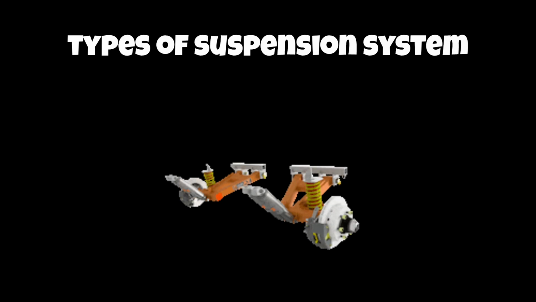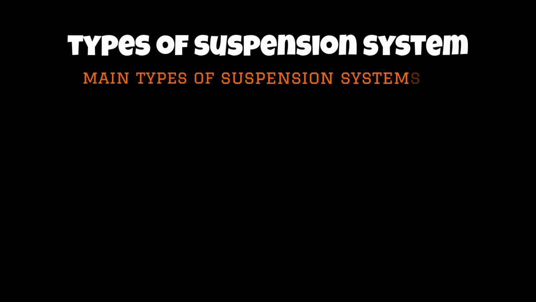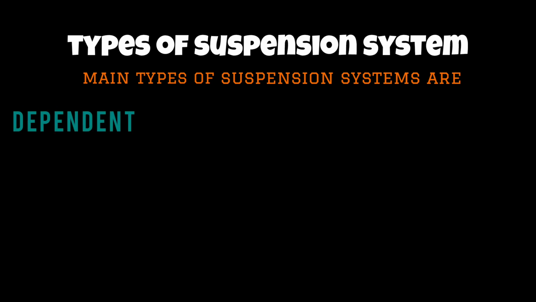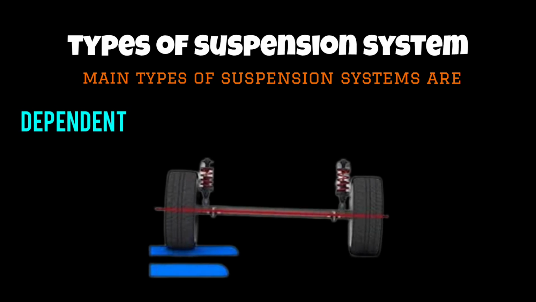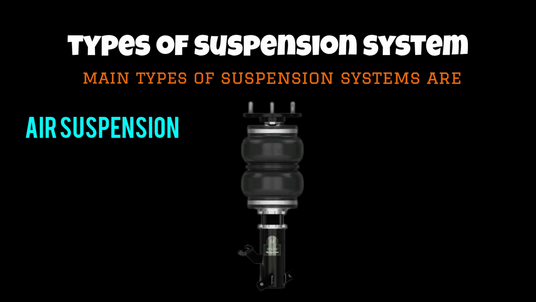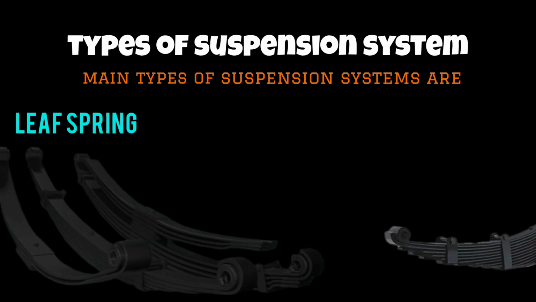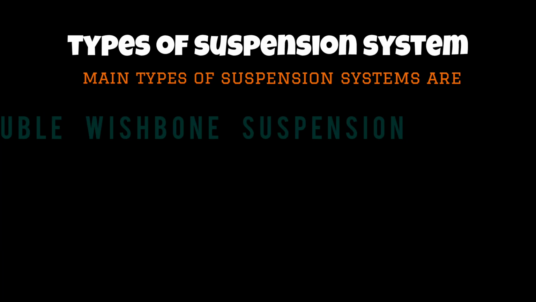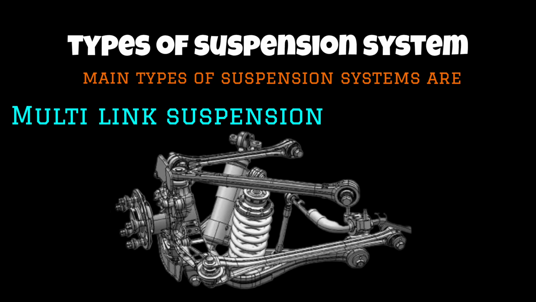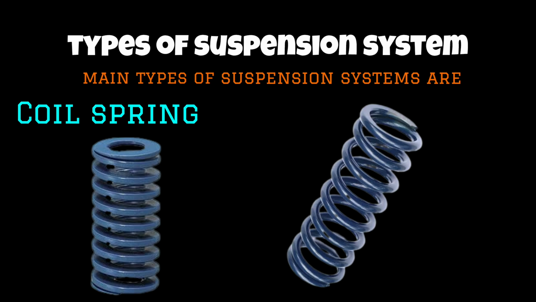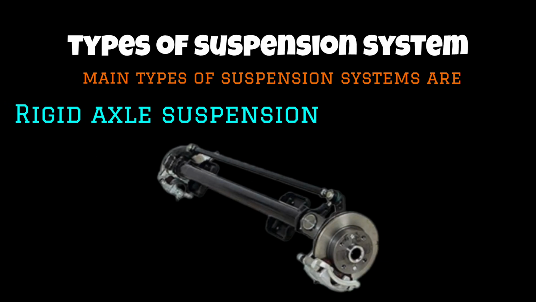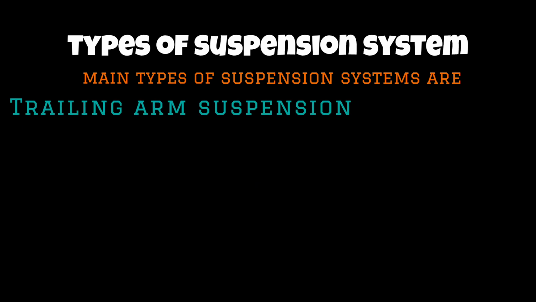Types of suspension system. Main types of suspension systems are independent, dependent or solid axle, semi-independent, air suspension, leaf spring, double wishbone suspension, multi-link suspension, coil spring, McPherson suspension, rigid axle suspension, trailing arm suspension.